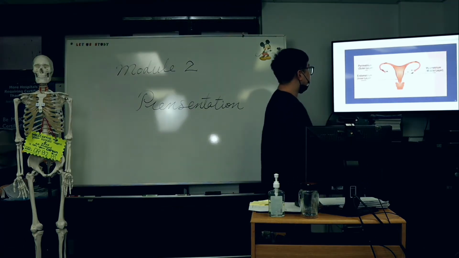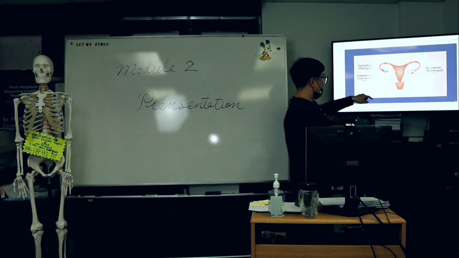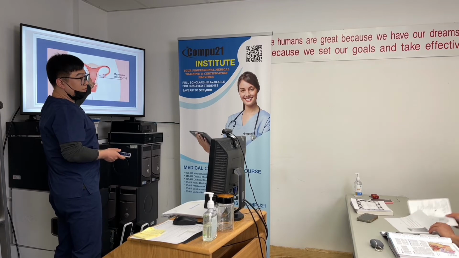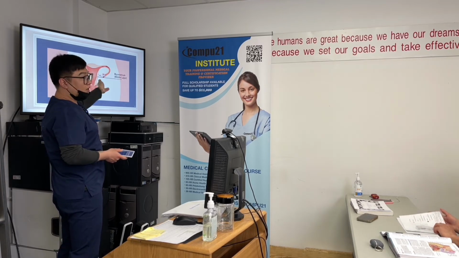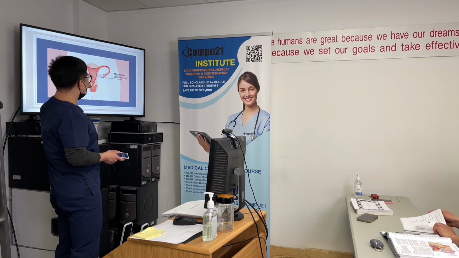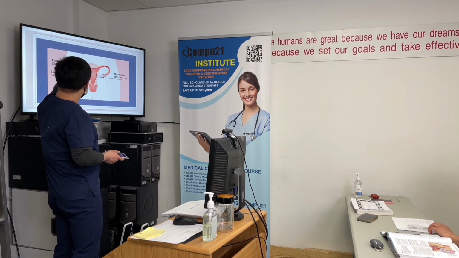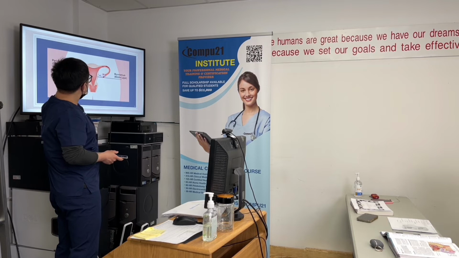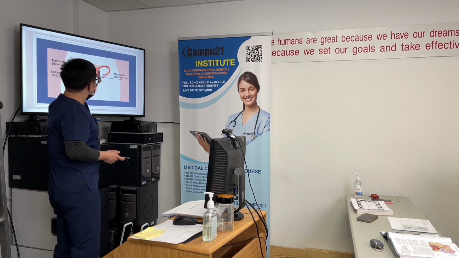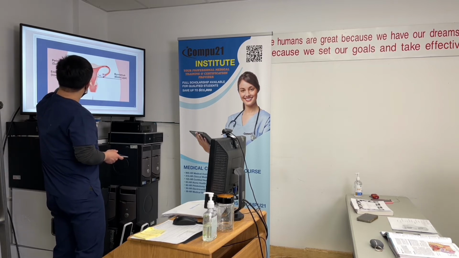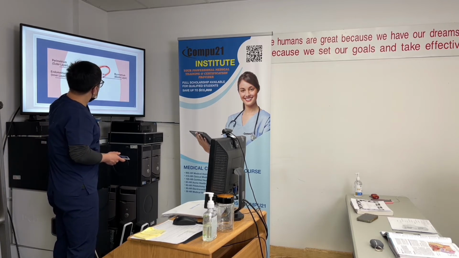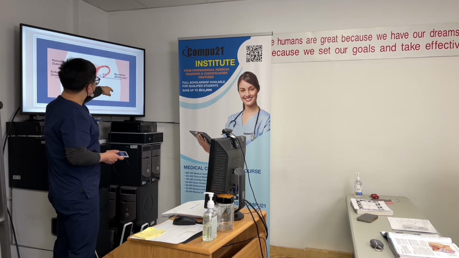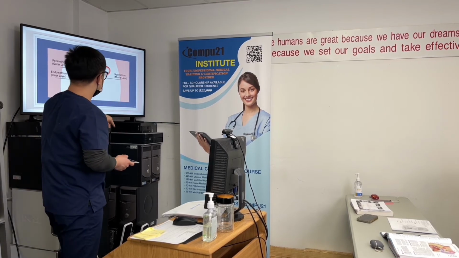Look at that picture. There is the organ of the female reproductive system, and it looks like our heart. It has three different layers. The outer layer is the perimetrium, this light part, and the inner layer is the endometrium, like this one, right here. And the myometrium is the middle layer.